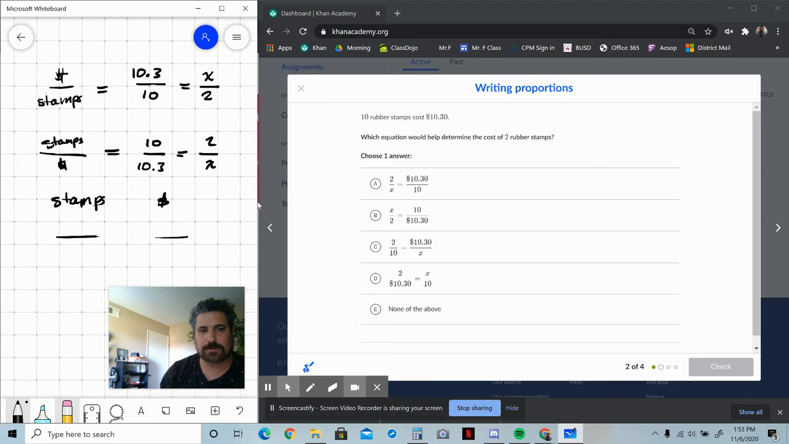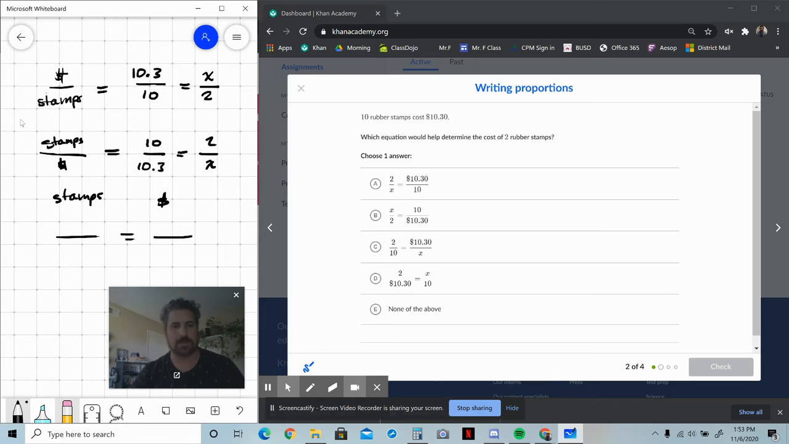So the ratios are now split this way, where you've got the stamps ratio. This is a really ugly way of writing stamps, isn't it? So I'm going to write stamps over here. There we go. So you've got the stamps ratio on the left, you've got the dollar ratio on the bottom. Now the key here is that you've got to make sure that you relate the stamps to their appropriate cost.